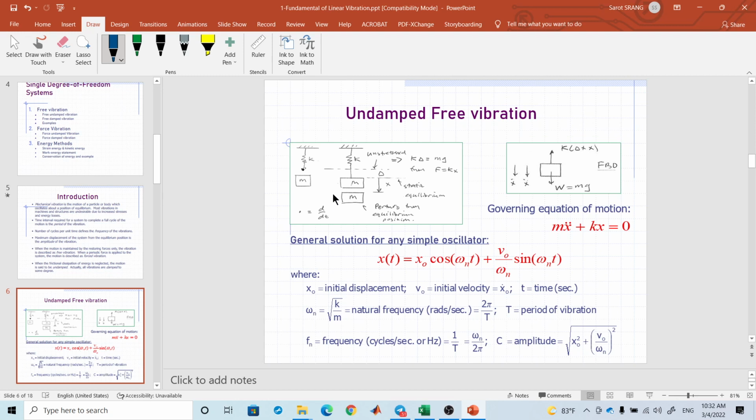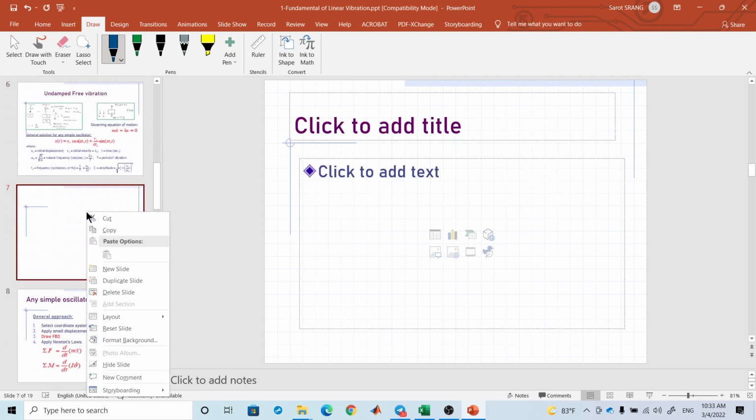And after that, you make a perturbation. Perturbation, I mean you push it a little bit, or you extend it a little bit, and then you release it. Then it starts to vibrate. And the equation governing this kind of system looks like this. How can you get this? Okay, Newton's second law. Whenever you want to apply Newton's second law, don't forget to use the concept of free body diagram.